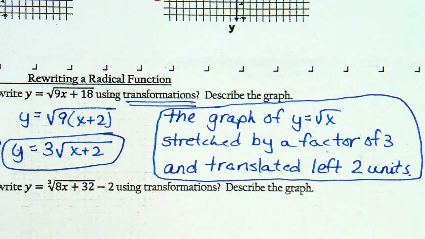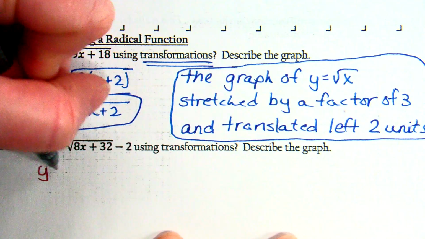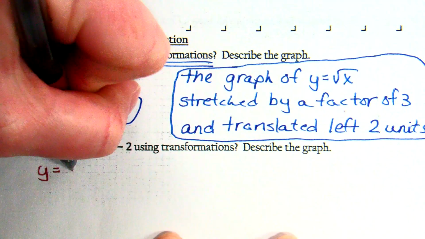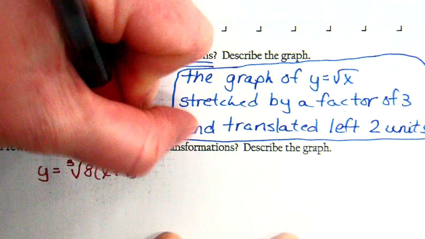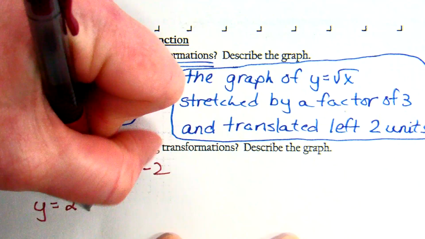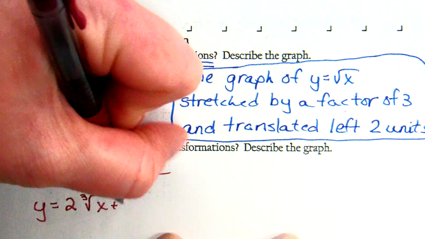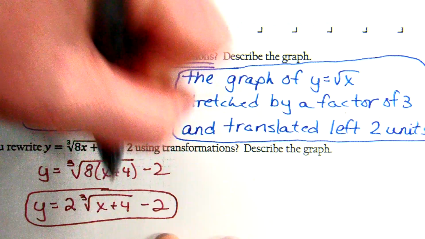Obviously, I'm going to run out of time for this last one, but there's a GCF of 8, and since this is a cube root, 8 just happens to be a perfect cube. Okay? So that would be this one. So I could factor 8 times x plus 4, and then minus 2. I can take the cube root of 8, so it's 2 times the cube root of x plus 4 minus 2. There is my rewrite.